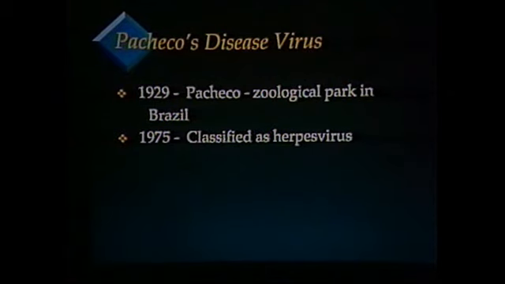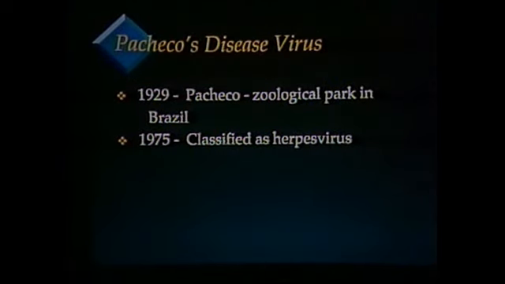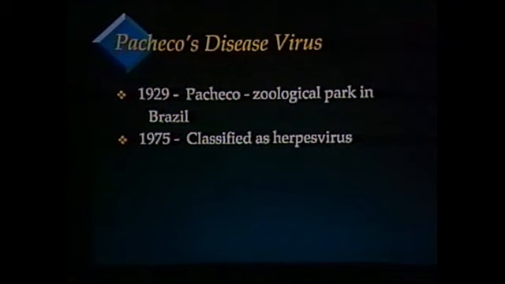The major herpes virus infection of Psittacine birds is called Pacheco's disease. This disease was first described in 1929 by Pacheco and Beer in diseased birds from a zoological park in Brazil. Not until 1975 was the etiologic agent classified as a herpes virus and reported in the United States. By the 1980s, commercial vaccines had been produced to protect birds against Pacheco's disease virus.